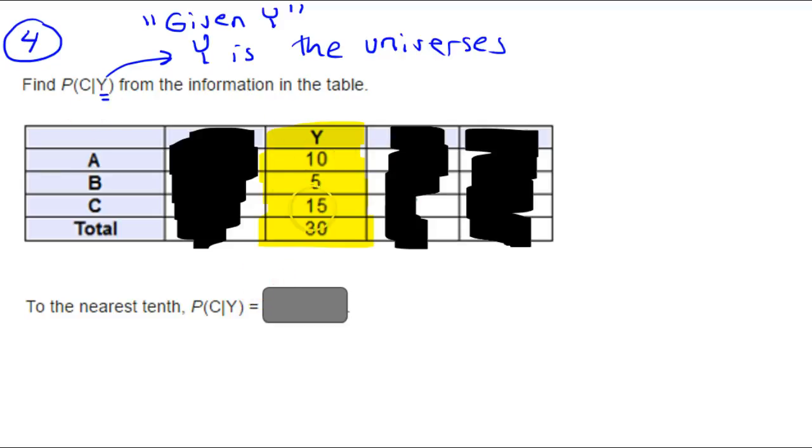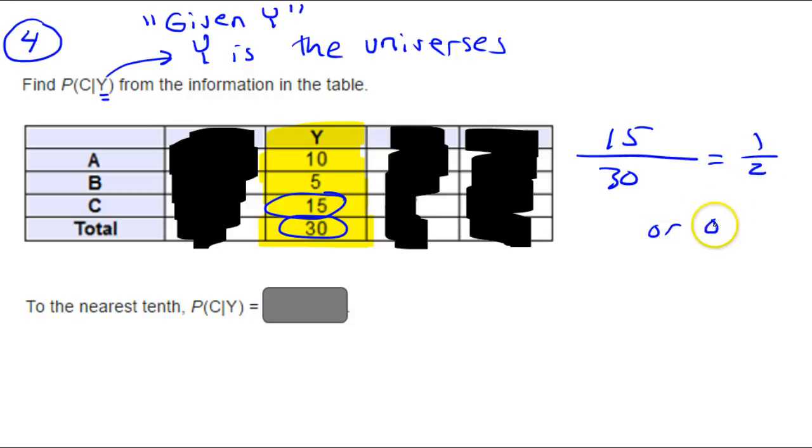Now, given universe Y, let us go ahead and calculate the probability of C. Probability is target over total. So if C is my target, there's 15 of those out of a total of 30. We know that 15 out of 30 is 1/2, or that's 50%, or 0.5. So there you go.